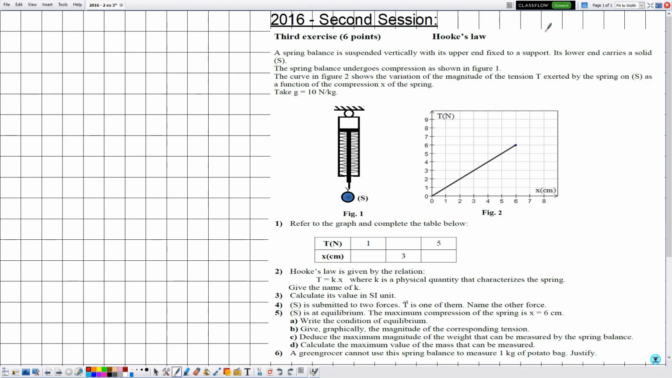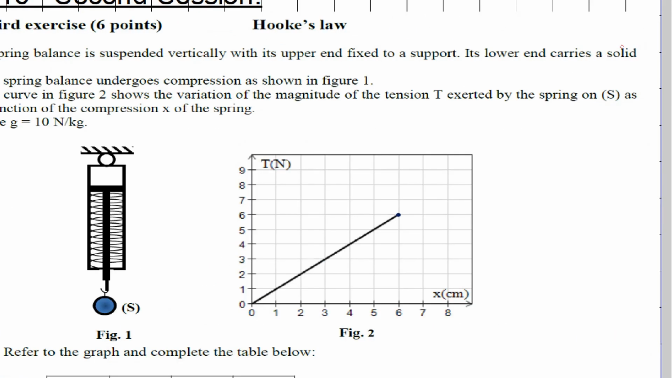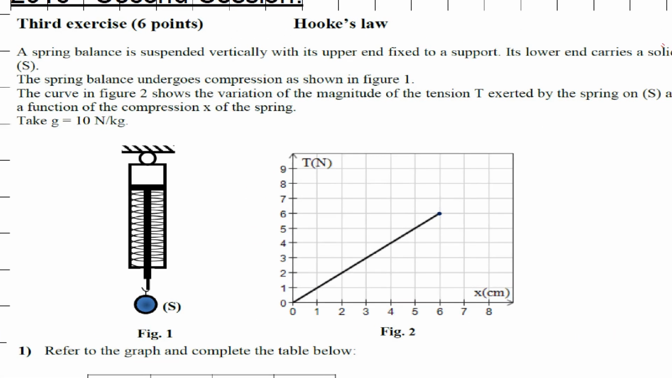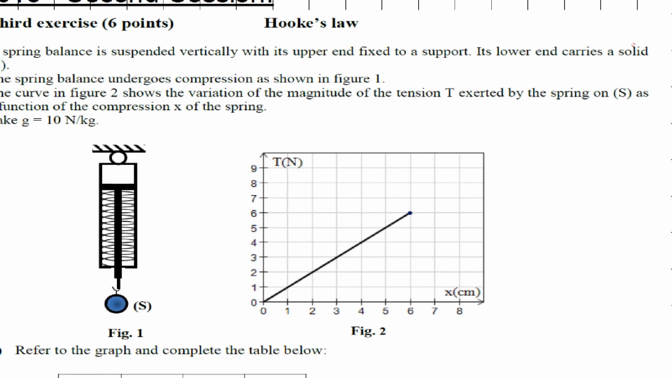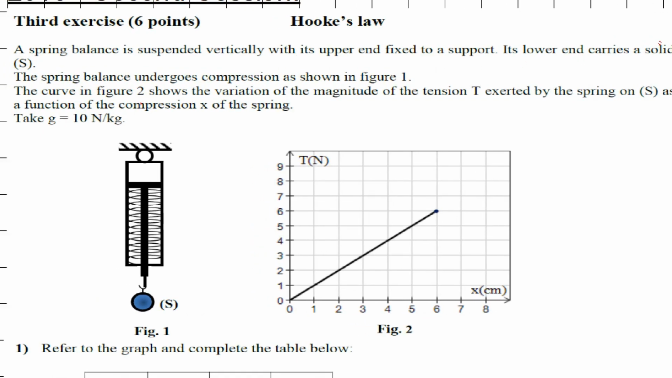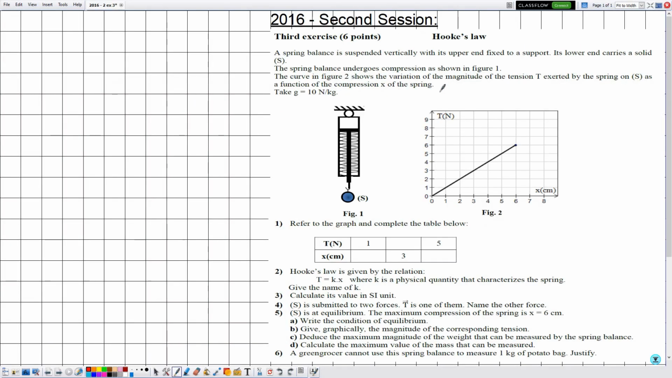The title of this exercise is Hooke's law. A spring balance is suspended vertically with its upper end fixed to a support. Its lower end carries a solid S. The spring balance undergoes a compression as shown in figure 1. So they mentioned figure 1, then now we can use it.